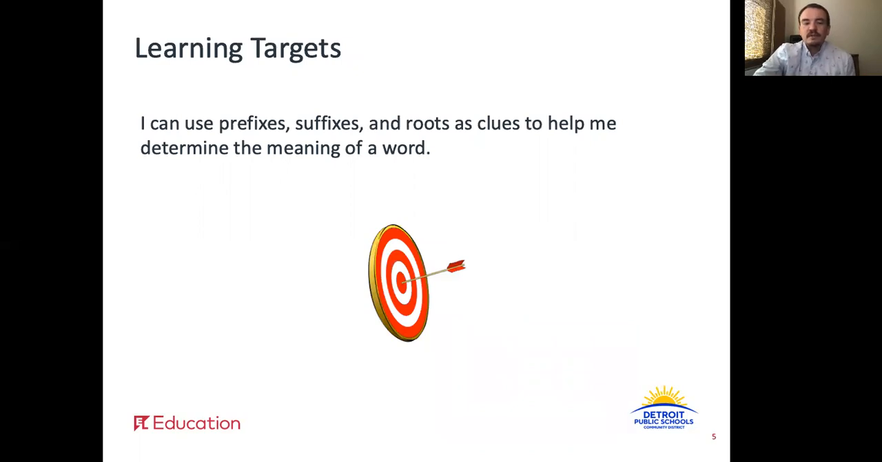Let's review our learning target for today. I can use prefixes, suffixes, and roots as clues to help me determine the meaning of a word. Let's make sure that we keep this target in mind during today's lesson.